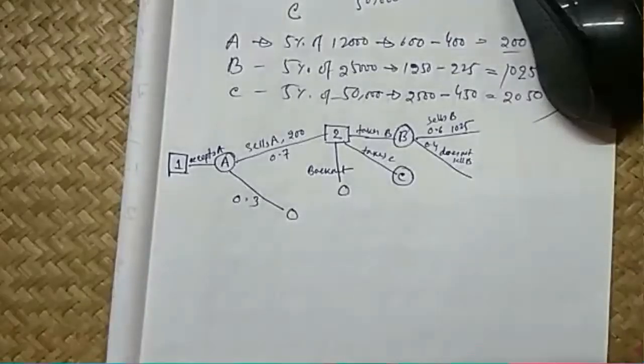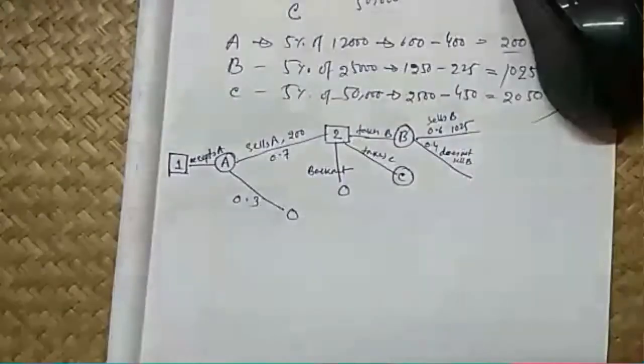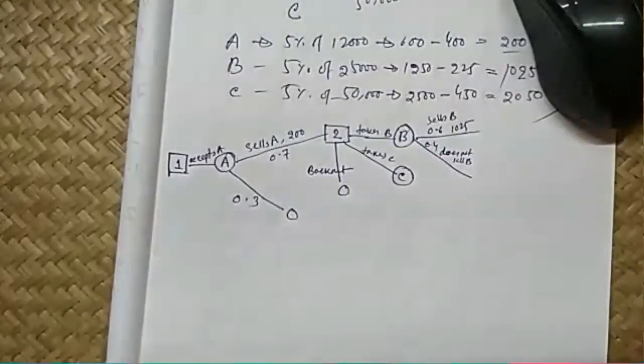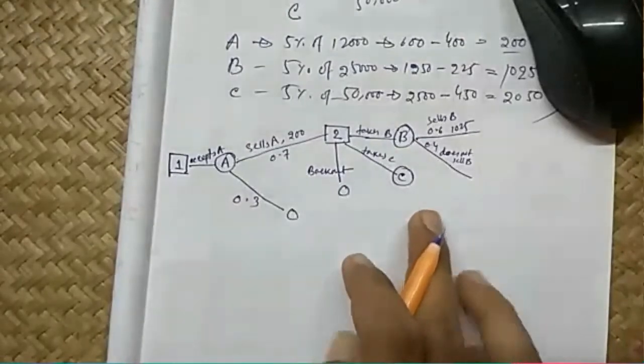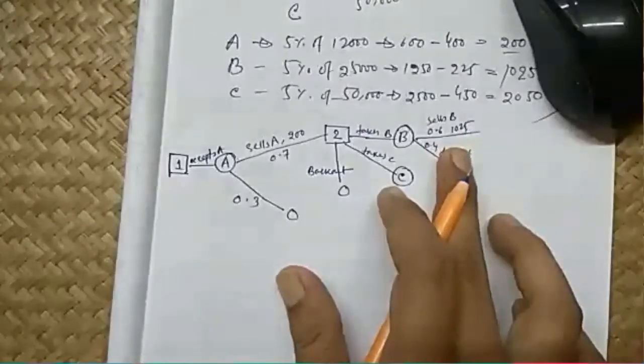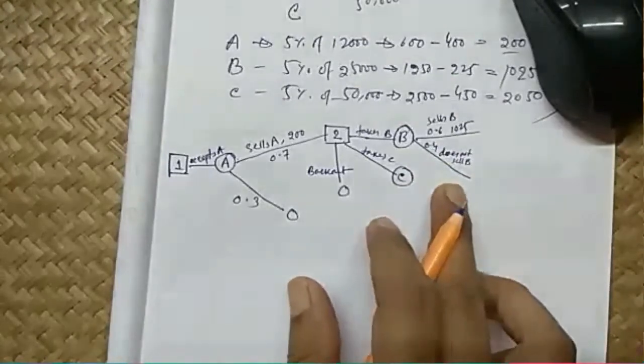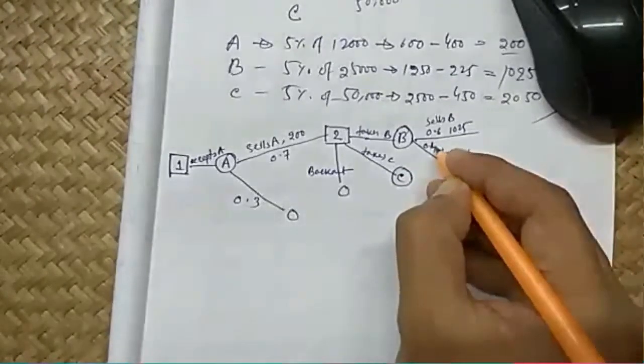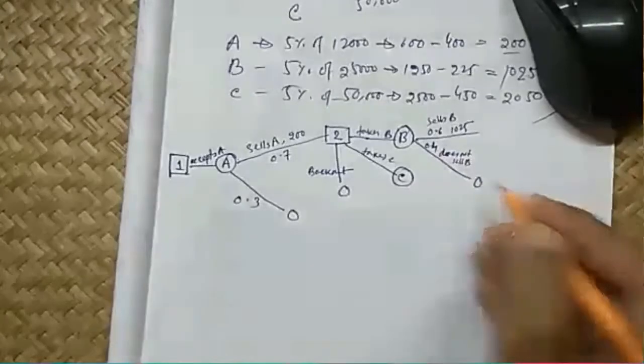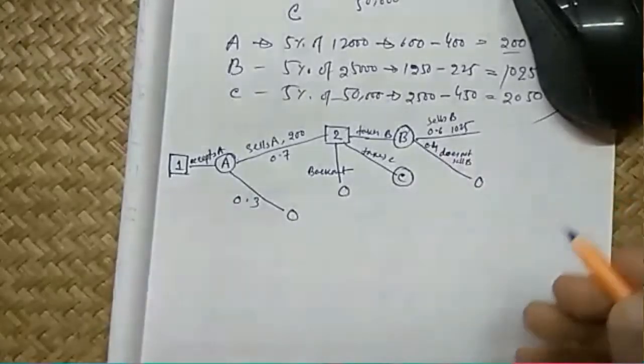Now, at B, somebody asked me, sir, what is the problem if the problem increases. Now you look, the more the branches go on, it becomes complex. So you need to keep everything in your head. On B, if he sells B, he gets 1025, does not sell B, then that is the probability 0.4 and he gets 0.